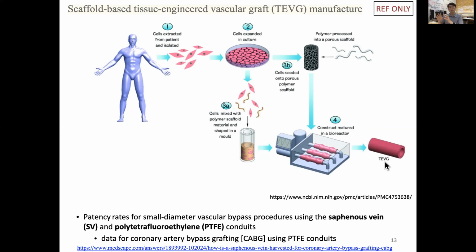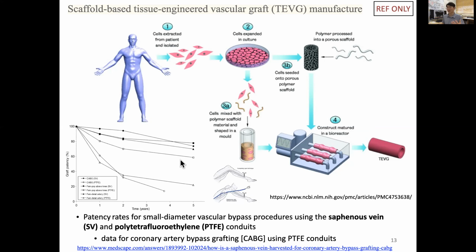In terms of research, how can we compare this with our natural vascular graft, which uses our own veins, the saphenous vein? I put a picture here. The patient's own saphenous vein, both big and small veins, has been used a lot for coronary artery bypass graft, and we can compare this with the tissue-engineered vascular graft. These data are interesting to see.